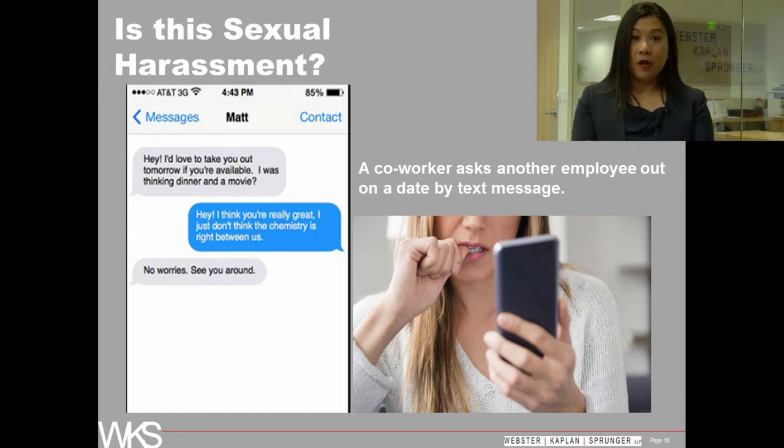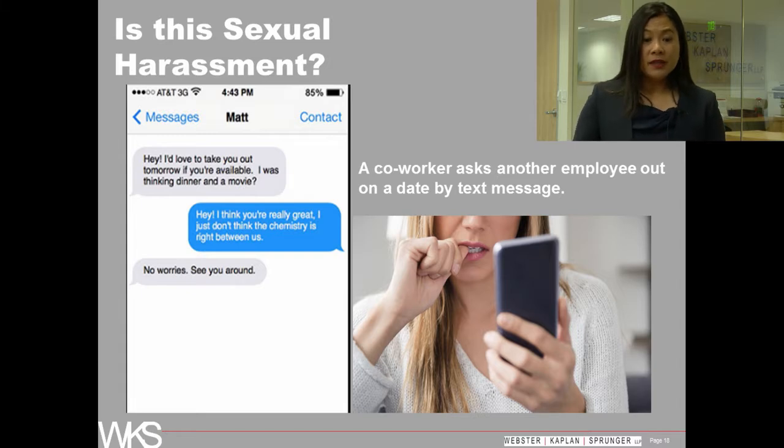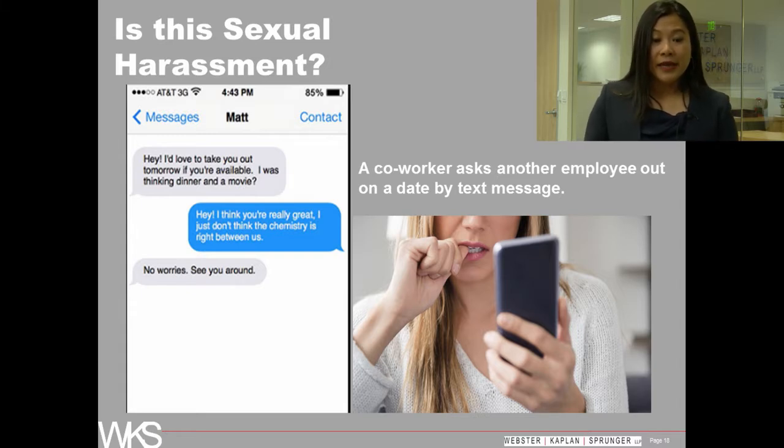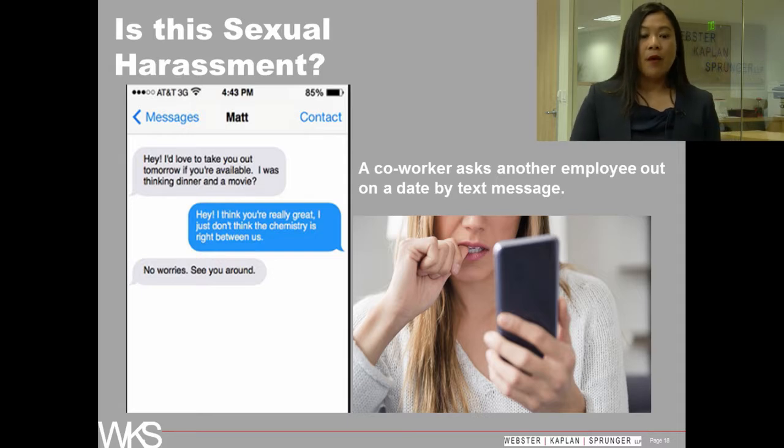The female coworker, let's assume, responds and says, "Hey, I think you're great. I just don't think the chemistry is right between us." Matt responds, "No worries. I'll see you around." Could this potentially be sexual harassment? And again, I hate to say it over and over again, but it really depends on more additional facts.